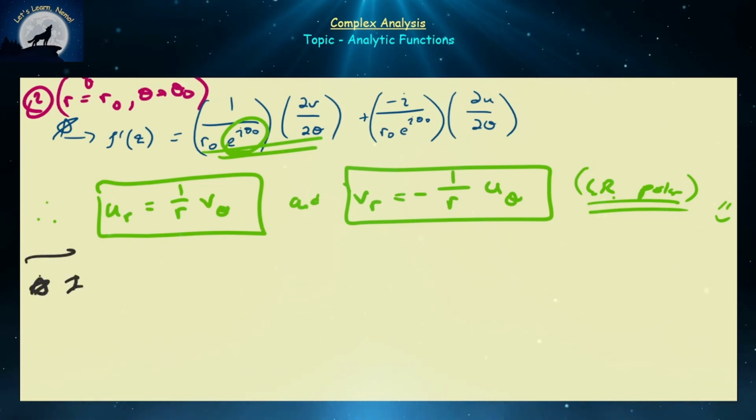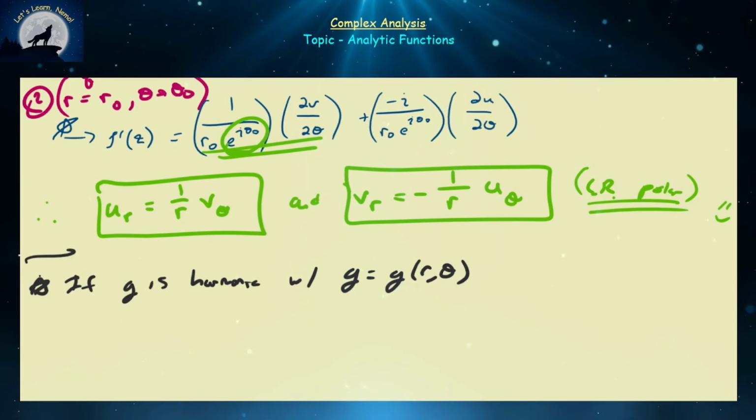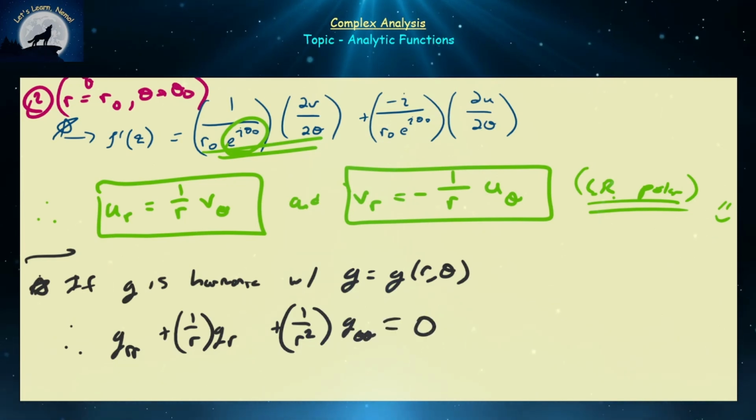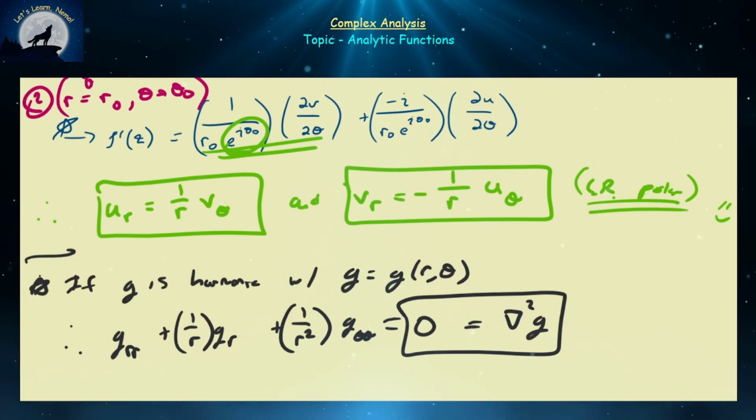Also, if G is harmonic, with G represented in polar coordinates r and theta, then you should be able to verify that G sub rr plus 1 over r times G sub r, and then plus 1 over r squared times G sub theta theta is equal to 0. So this is what we represent as the Laplacian of G in polar form. And obviously you should be able to verify that u and v, once written in polar form, will both satisfy this relation. And I'll leave that as an exercise for you.